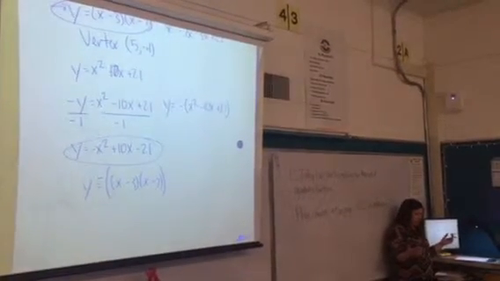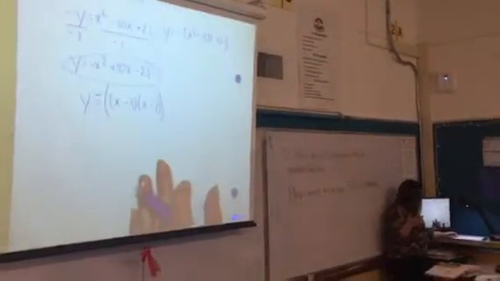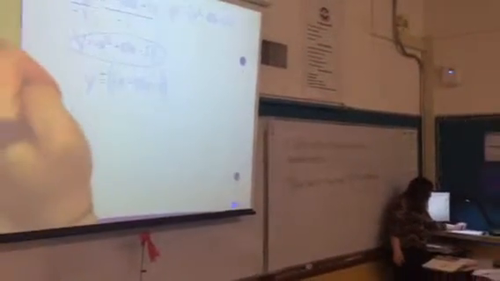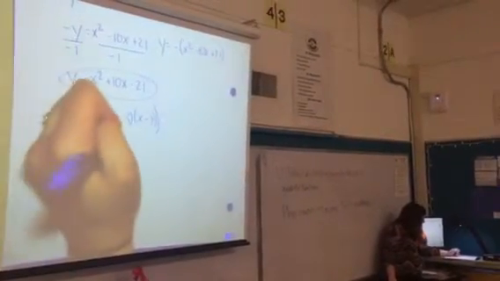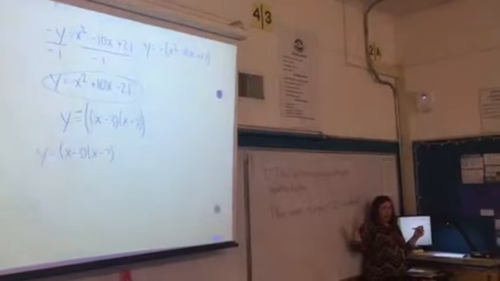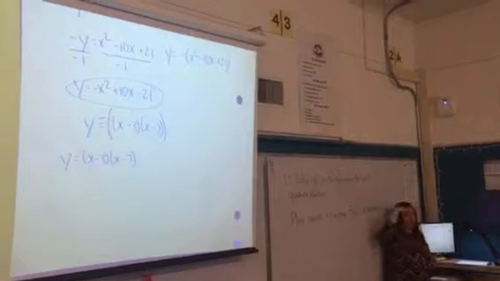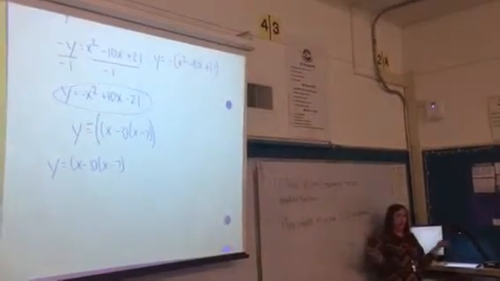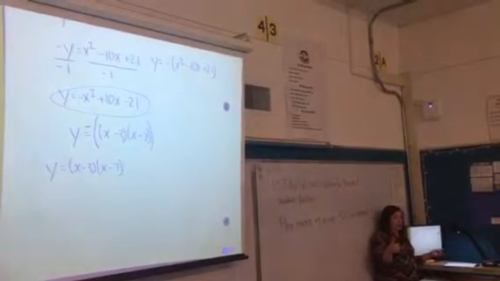Okay, it's now asking, what if we stretched it? So I'm going to write my original equation here. Y equals x minus 3 times x minus 7. How do I stretch something vertically? Vertical is what letter? Okay, stretching is A, but what side deals with vertical? X or Y? Y. So if I'm going to stretch something vertically, what do I need to do to Y?